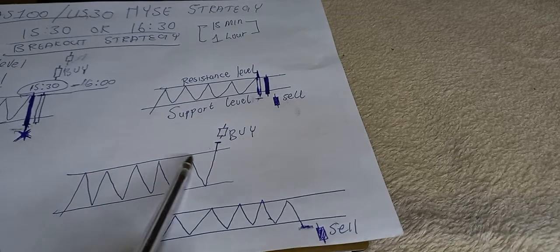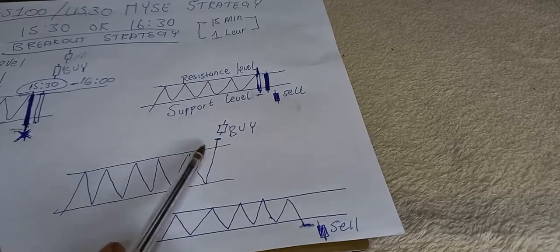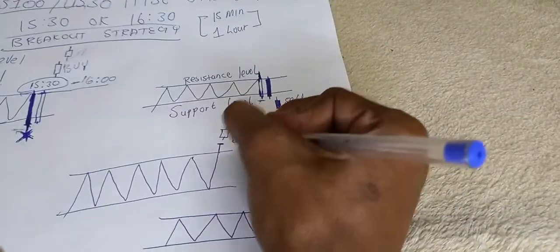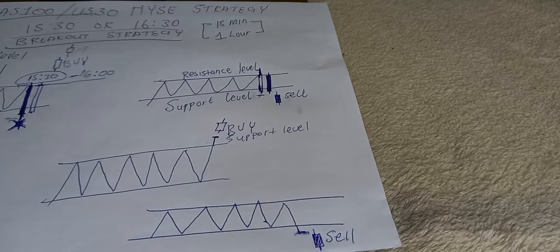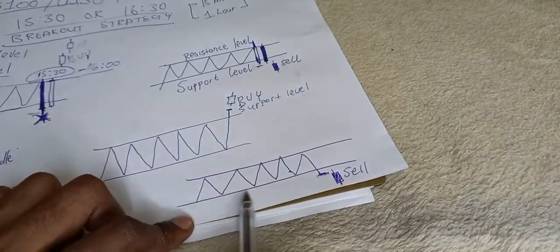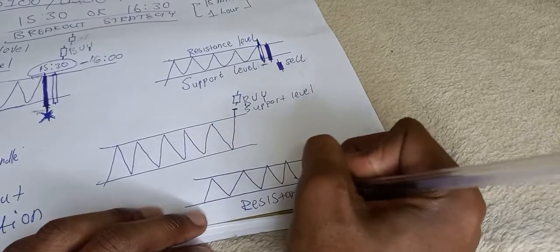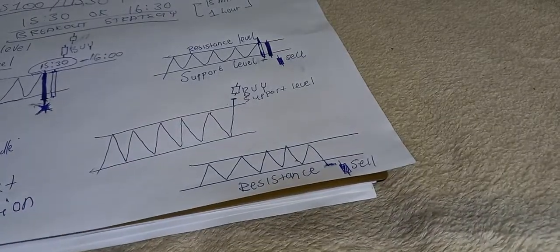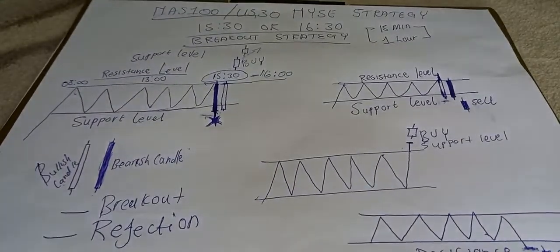Now what happens is your resistance level in this scenario, because we are buying, turns into a support level. This is now your support level. It is no longer a resistance level, because you had a breakout. You broke the resistance level by buying. Now you have a support level. Here you had a support level at this line, but now you broke out of the support level. Now this will turn into a resistance level.